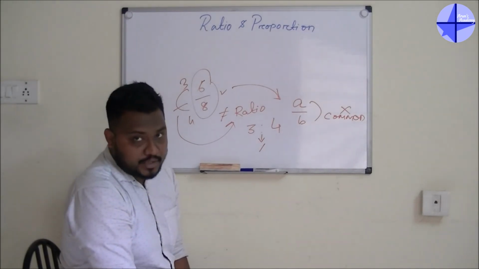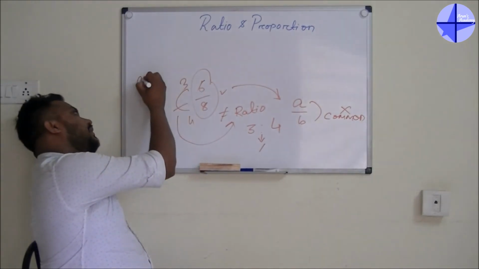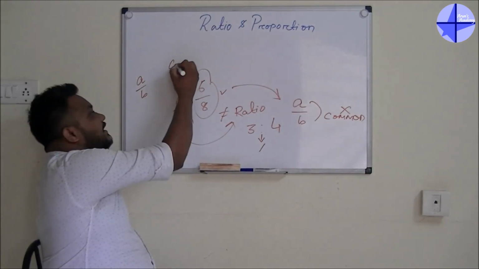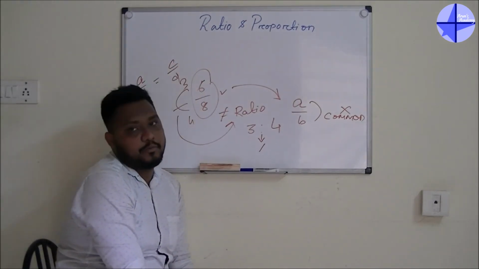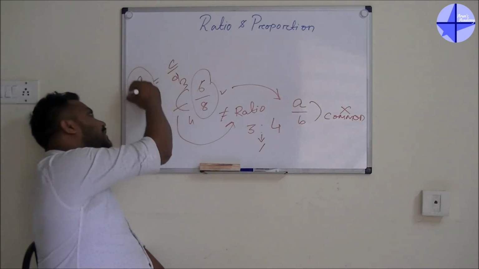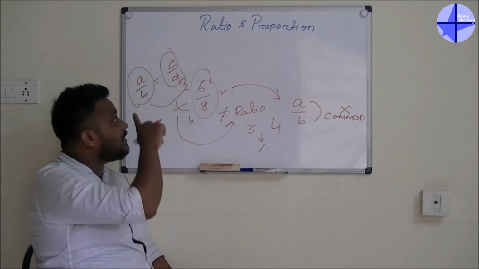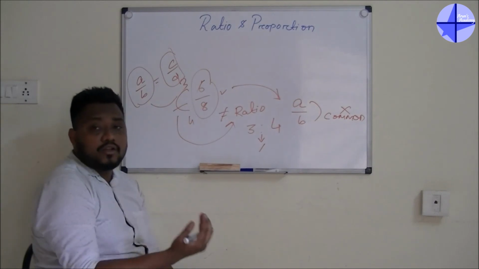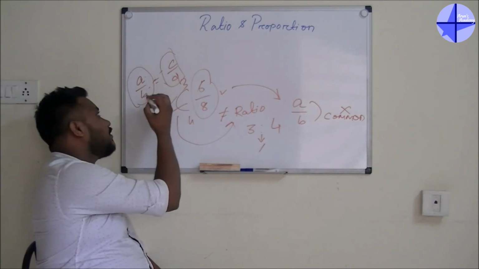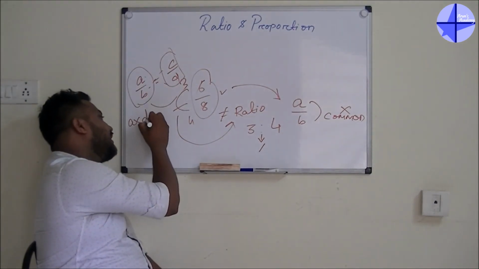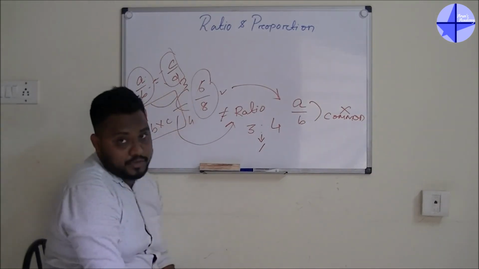Now the next one is the proportion. Proportion means if there are two ratios, let's say A divided by B is one ratio, and C divided by D is another ratio, and if both are equal, that is your proportion. You can say A divided by B is proportional to C divided by D. Whenever it is proportional, you can go for cross multiplication. Why? Because equal to is there, no? If you go for cross multiplication, you will get A into D is equal to B into C, and this is the first formula of your proportion.